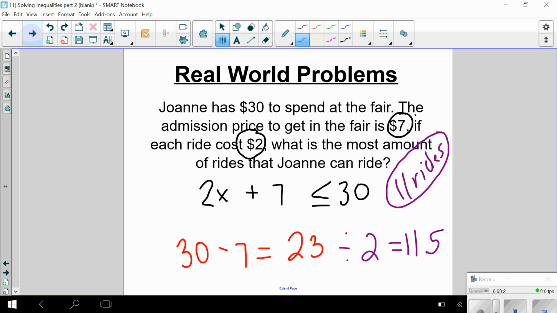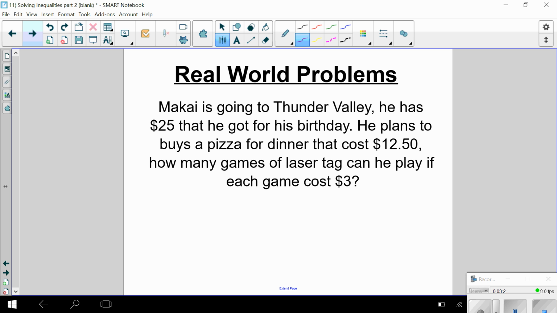Let's look at another one. Micaiah is going to Thunder Valley. He has $25 that he got for his birthday. He plans to buy a pizza for dinner that costs $12.50. How many games of laser tag can he play if each game costs $3? So the amount he spends has to be less than or equal to $25.